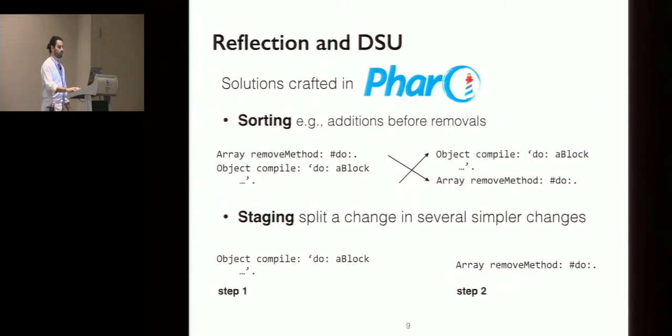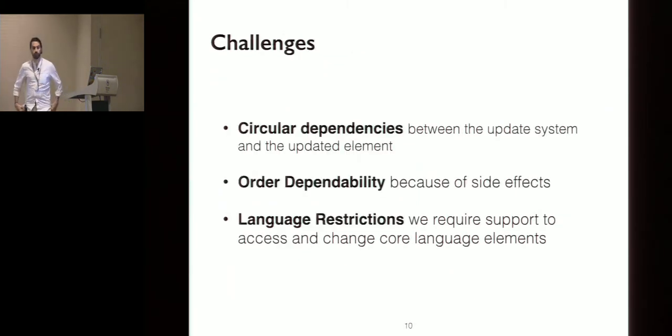So first, we identified the challenges of doing dynamic update of the core of the language. First, we identified that there are circular dependencies between the update system and the updated element. When that happens, for example, when our update script from before is updating something that is used by itself, we may end up with a circular regression, an infinite regression.